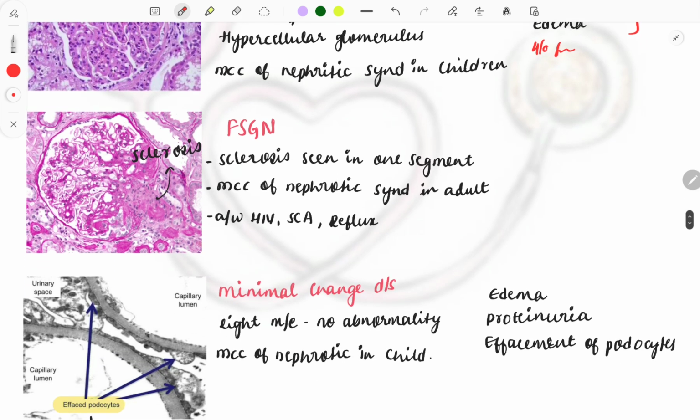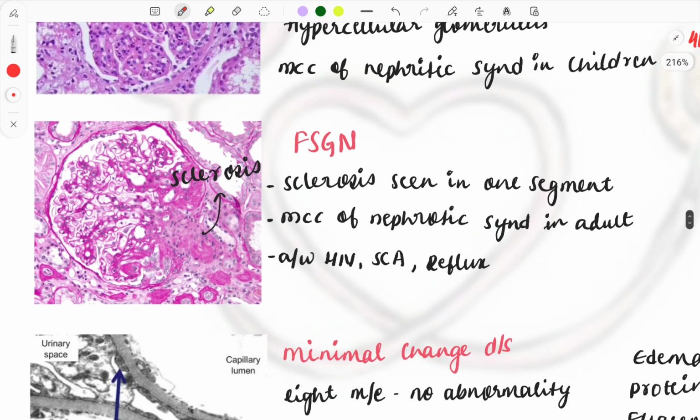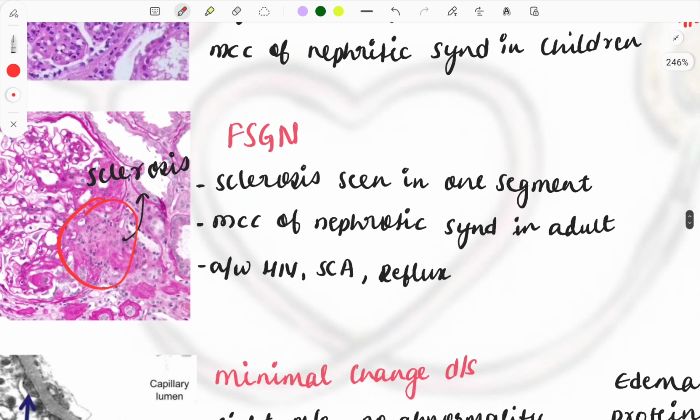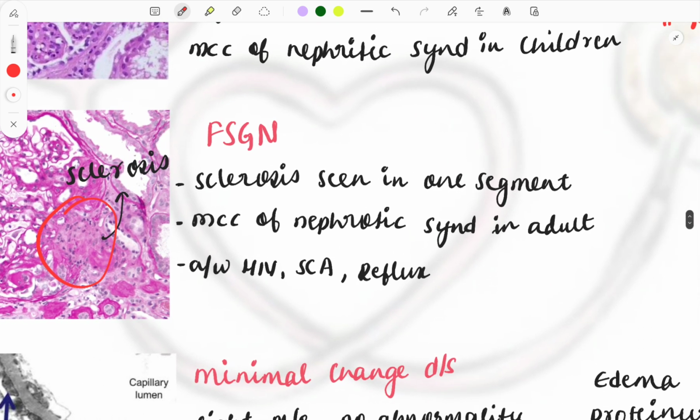Then FSGS, focal segmental glomerulosclerosis. That means a single segment is only sclerosed. See, all these are the normal capillaries. Only one segment has undergone sclerosis, and this pattern is called focal segmental. This is the most common type of nephrotic syndrome in adults. So in the question, do look at the things which are described like nephritic and nephrotic, because these are very confusing, and even if you miss one word, then the question can go wrong.